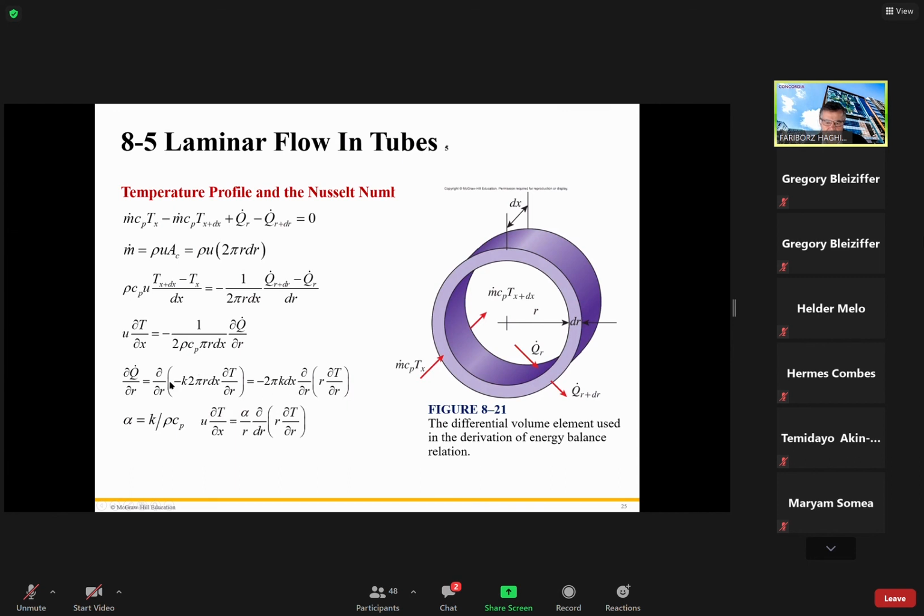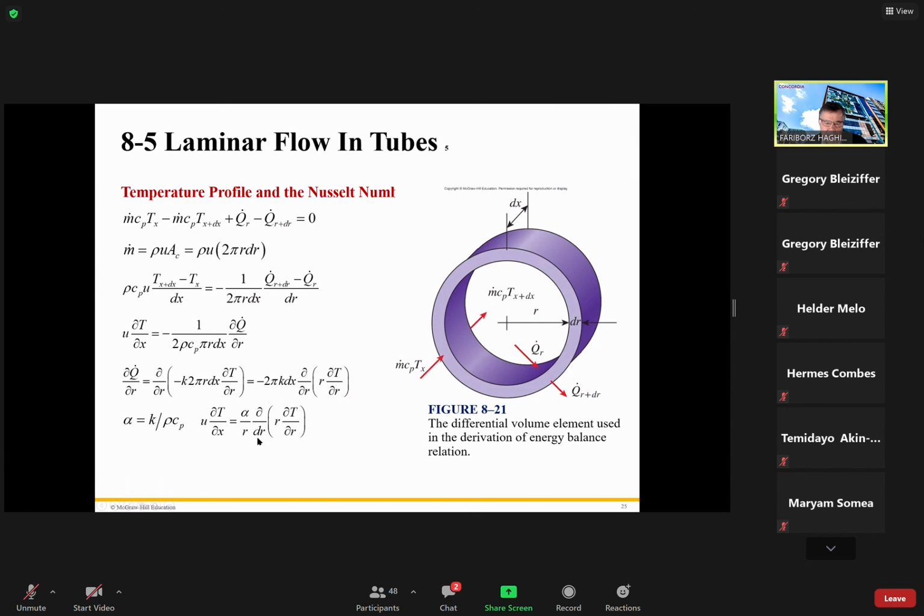Therefore, I place this term here. This term here is equal here. Cut them and end up with this one. This is energy by fluid motion. This is conduction in the R direction.